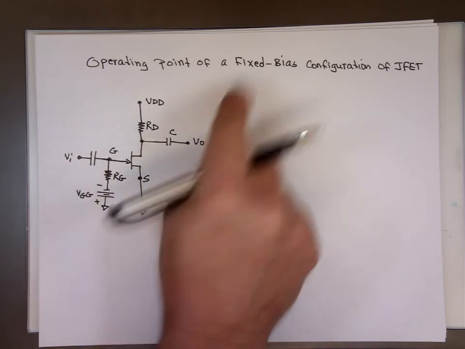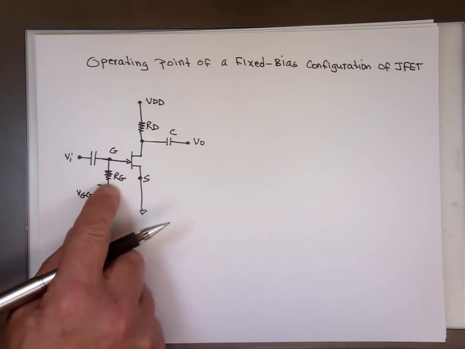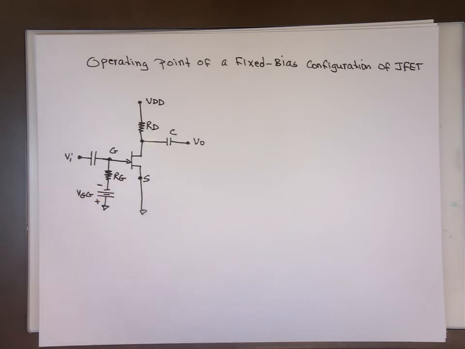Now, a few things here, why we call it fixed bias. You will see in a few minutes that the value of VGS does not change. I don't care what you put for a value for R sub G. Big or small doesn't make any difference. So that's where the name fixed came from.